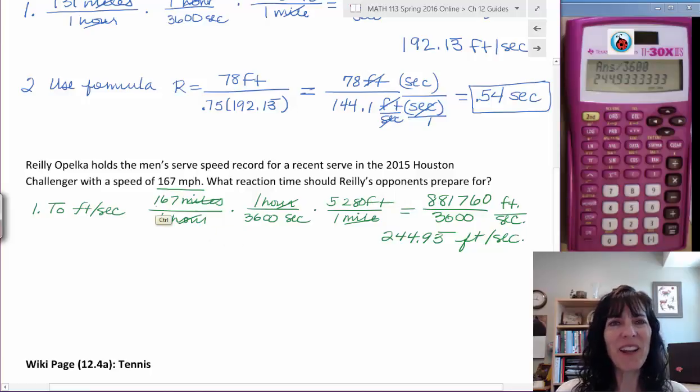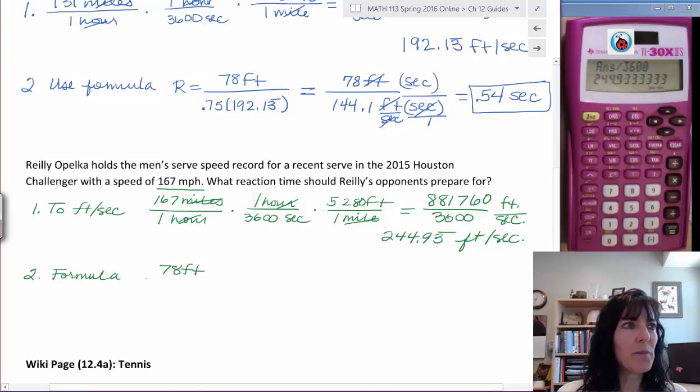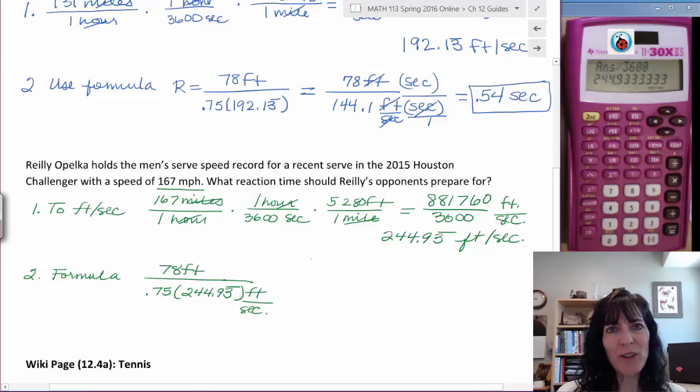If I needed to know that only, I could stop there, but I want to know how much time the opponent has to return the serve, so I need to use our formula. And that has 78 feet over 0.75 times the 244.93 repeating, and that's feet per second. And remember how we did our little trick, but we're going to end up with all the feet reducing, and our answer is just going to be in terms of seconds.